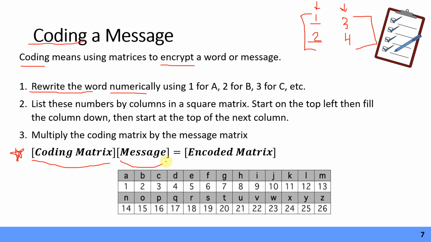You're going to multiply it times the message that you just created right here in your matrix. So that's the message. Once you multiply, whatever matrix you get is your message that has been encrypted, your message that has been coded. If this makes no sense, don't worry, we're going to be doing a few examples together.